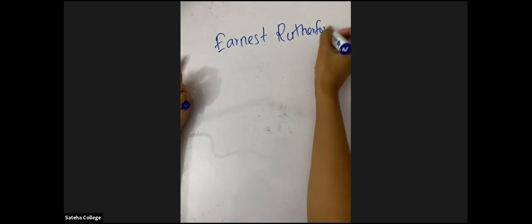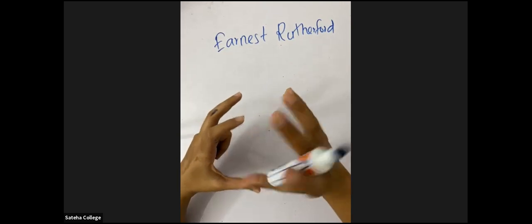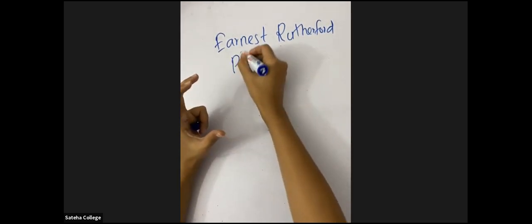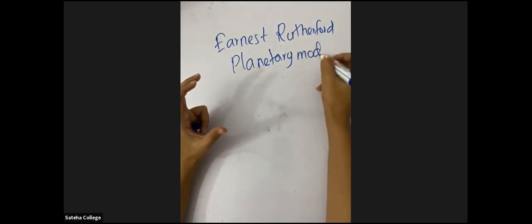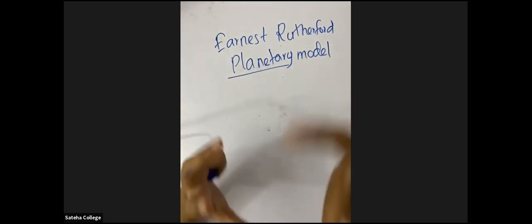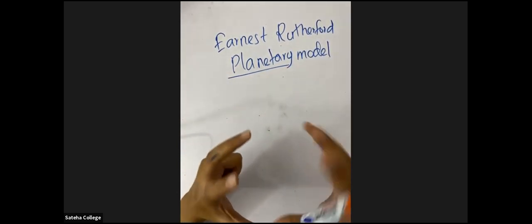Now what happened? Now the atomic model was rejected. Now another scientist came. His name was Ernest Rutherford. What is his name? Ernest Rutherford. What did he tell? He told, now this atom is like a planetary model. Now he named his model as a planetary model. Now I'll first explain what the name planetary stands for. This name planetary stands for the planets, the solar system.